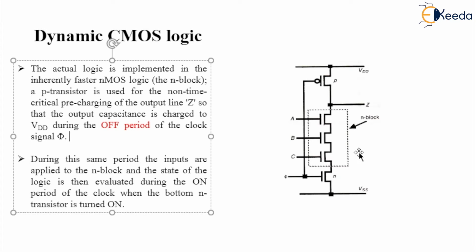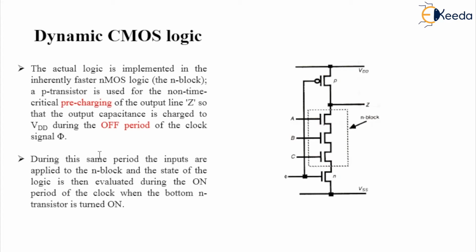Is it clear to you? I repeat, during the off period of clock pulse, when pi is equal to 0, the NMOS will be turned off and the PMOS will be turned on. Therefore this VDD is going to exist at the point Z with respect to the ground. If I place a capacitor here, it will charge, and this total process is considered as the pre-charging phase.